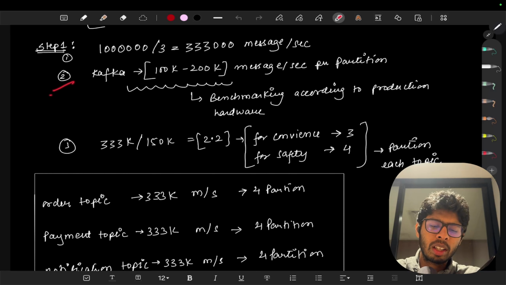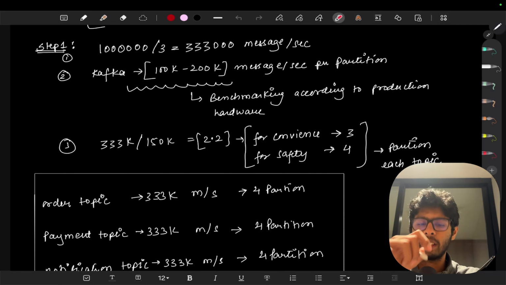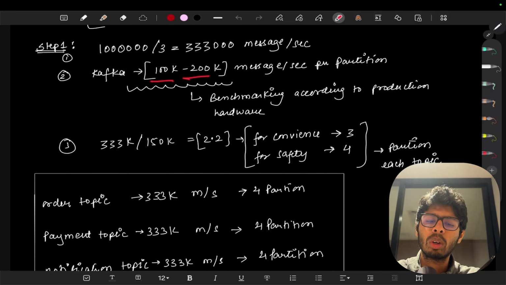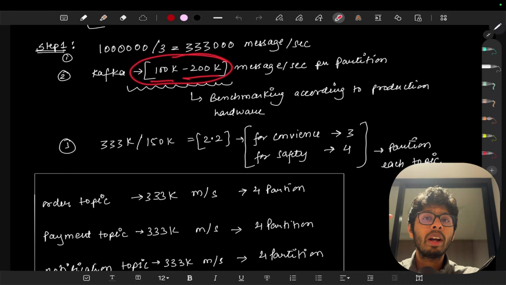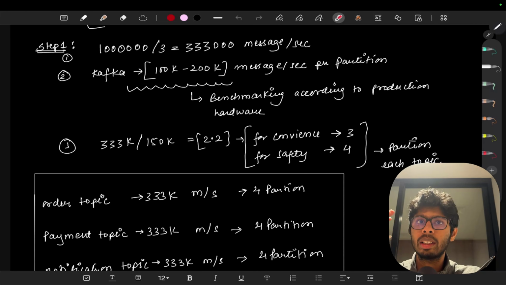I made an assumption about messages per second per partition. It says that every single partition, in every single second, can take up to 100k to 200k requests. How did I arrive at this number? There are two ways to make this assumption. The first way is to ask the interviewer about the RAM and CPU, and according to him, how many requests each partition can handle. If he gives that number, it is perfectly fine.